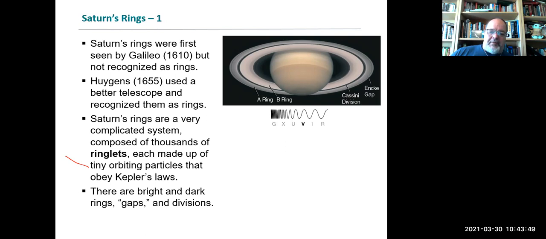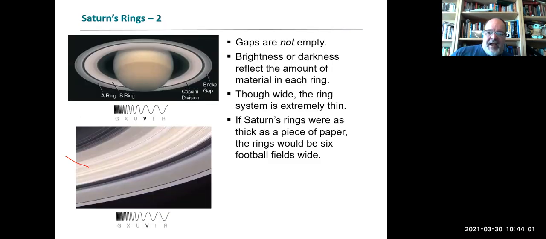Saturn's rings are a very complicated system composed of thousands of ringlets, each made up of tiny orbiting particles that obey Kepler's laws. They are bright and dark rings. There's gaps and there's divisions. The gaps are not empty. They actually have stuff in them, but they're usually darker and just way less dense. Brightness or darkness reflect the amount of material in each ring.